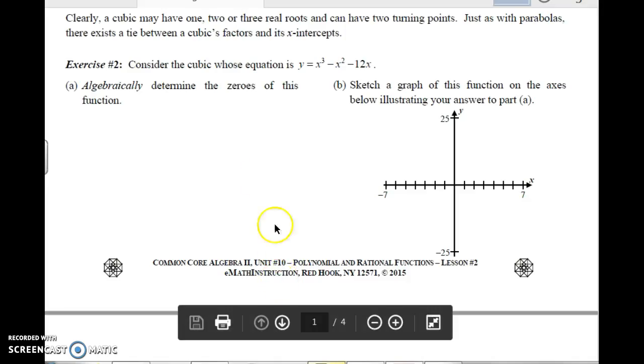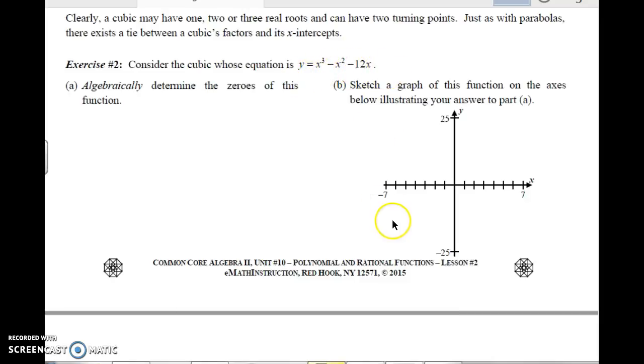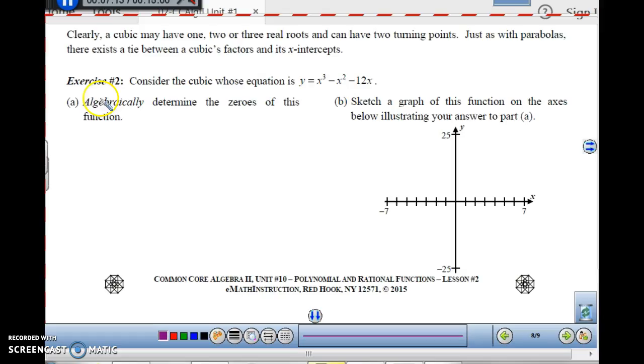All right, so consider the cubic whose equation is y equals x cubed minus x squared minus 12x. Algebraically, determine the zeros of this function. All right, remember, if we're looking for the x-intercepts, we know that y is going to equal 0. So if I take this equation, x cubed minus x squared minus 12x is equal to 0, and I want to find the zeros. Basically, what I have to do is solve this for x.